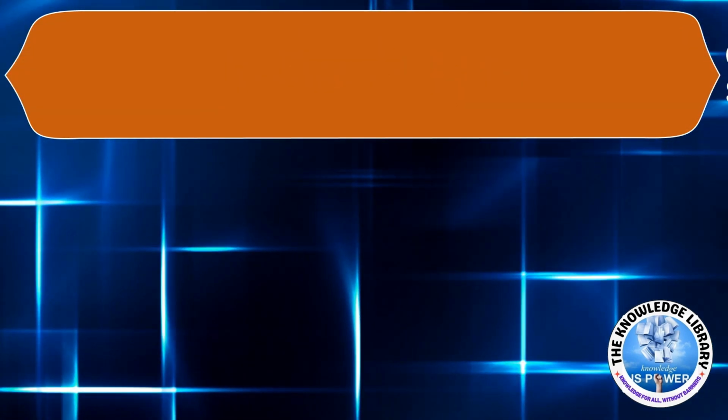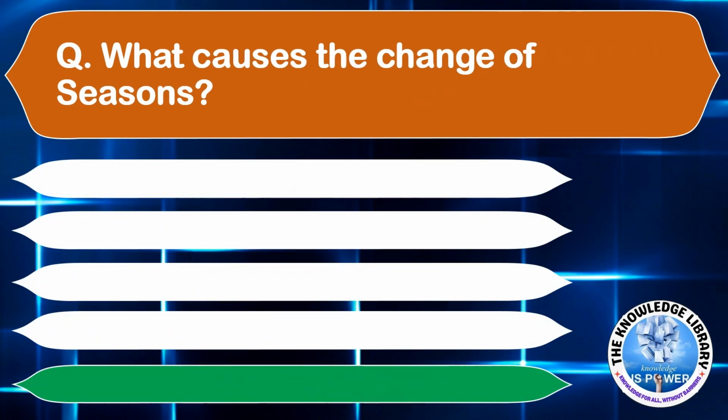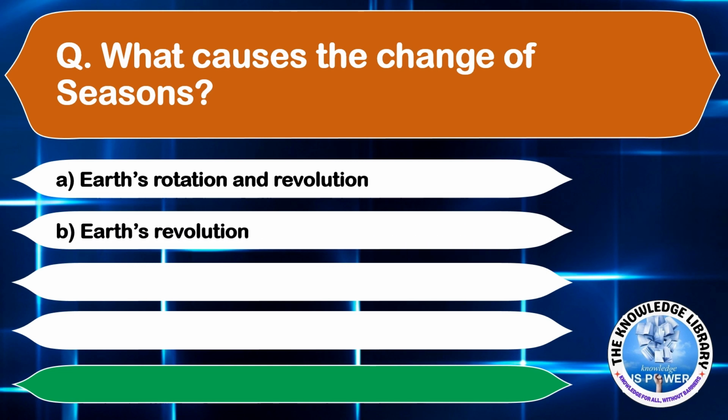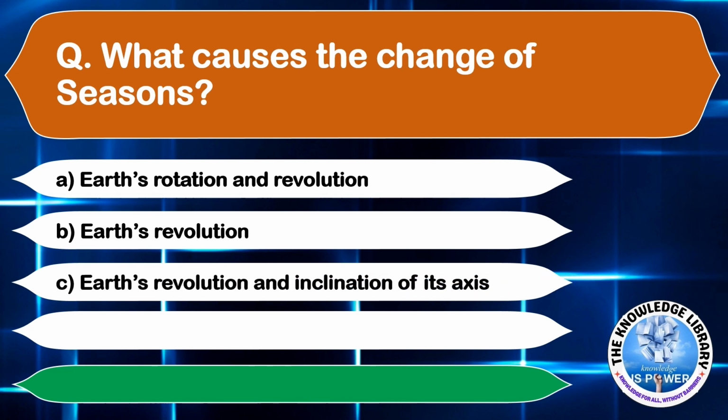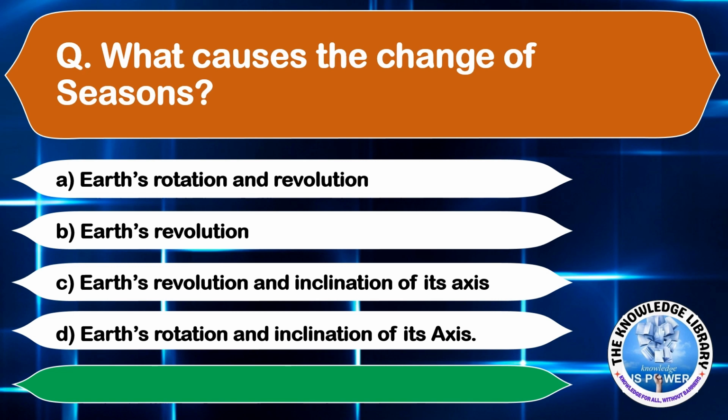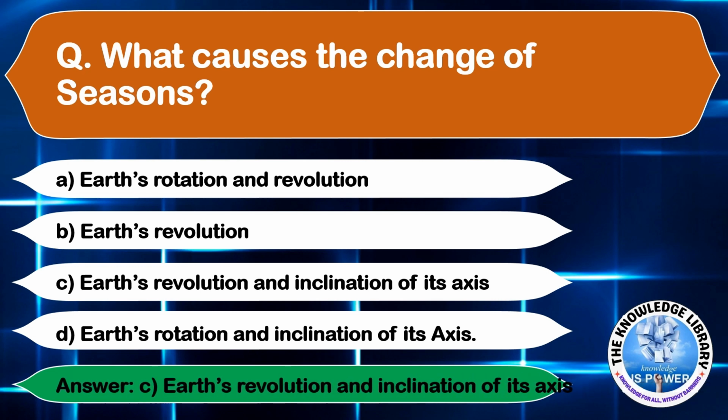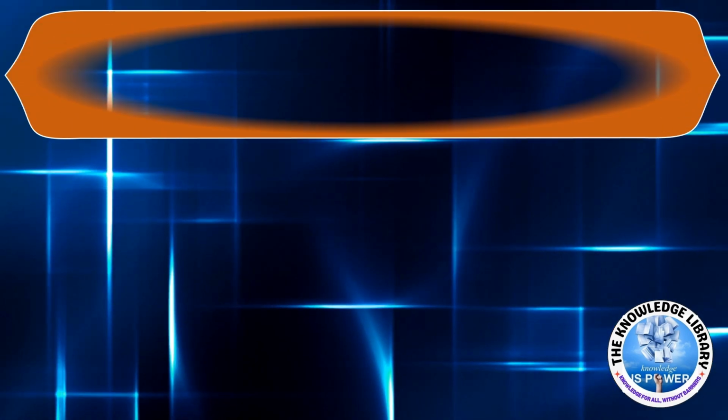The next question is, what causes the change of seasons? Option A, Earth's rotation and revolution. Option B, Earth's revolution. Option C, Earth's revolution and inclination of its axis. And option D, Earth's rotation and inclination of its axis. The correct answer is option C, Earth's revolution and inclination of its axis.